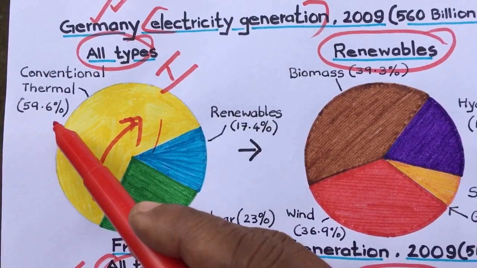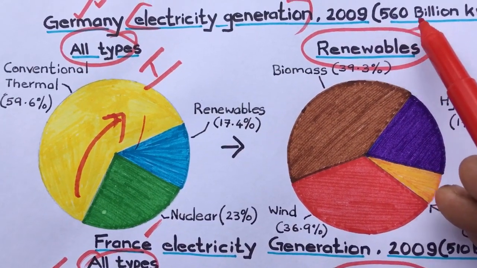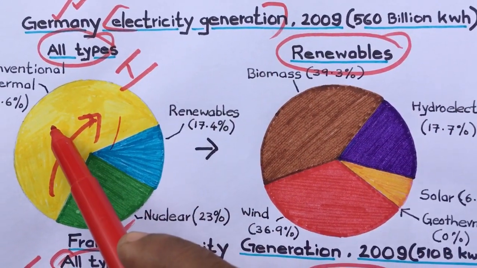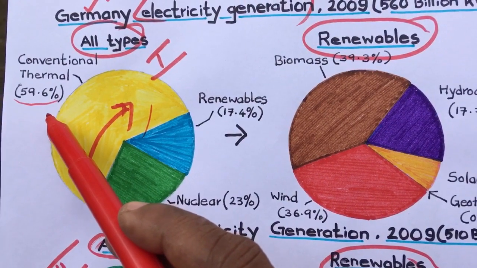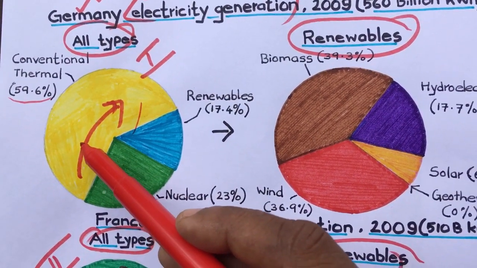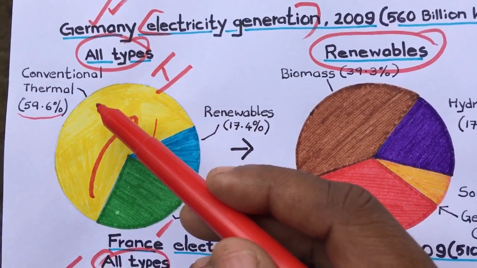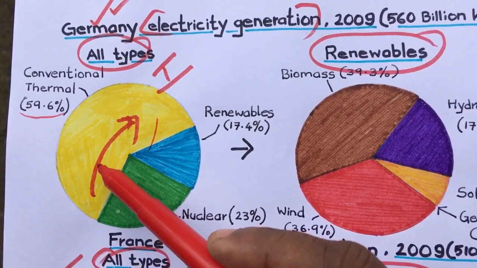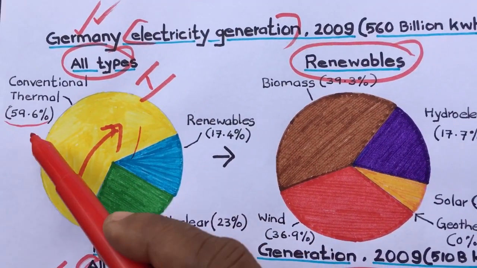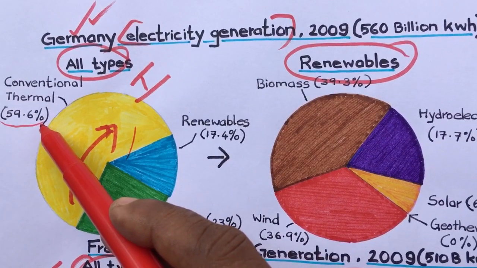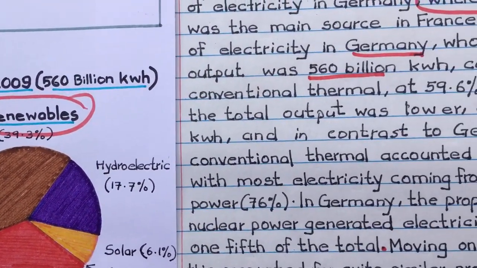59.6%. Okay, and how much is the total amount? It is about 560 billion. And the conventional thermal was about how much? 59.6%. So literally the sentence is: the bulk of electricity in Germany, whose total output was 560 billion kilowatt, came from conventional thermal. It's about 59.6%. Got it? Okay, let's move to the sample then.